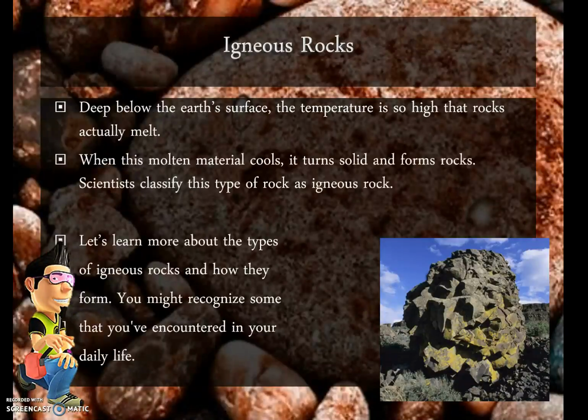So igneous rock can be formed in a couple different places. One place is deep below the Earth's surface, where the temperature is so high that rocks actually melt into what we're going to learn is called magma. So sometimes this molten material cools, it turns solid and forms rocks. Any type of rock that forms from melted rock, whether magma or lava, is an igneous rock. So we're going to learn more about the types of igneous rocks and how they form.